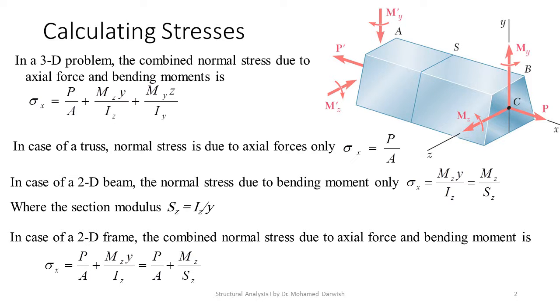In case of a 2D frame, the combined normal stress due to axial force and bending moment, where now it's bending moment about only one axis, is P over A plus Mz y over Iz, or P over A plus Mz over Sz, again where Sz is the section modulus, which is Iz over y.